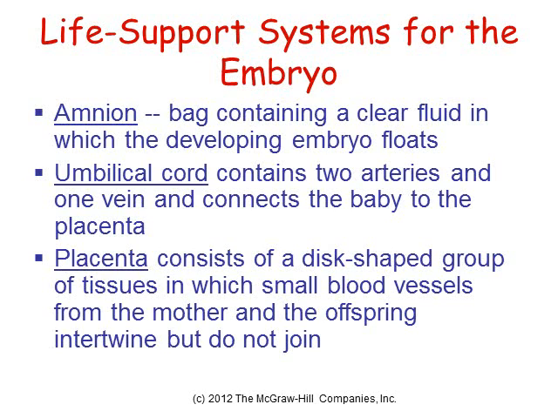So an amnion is something that develops. It's a bag that contains a clear fluid in which the developing embryo floats. The umbilical cord contains 2 arteries and 1 vein and connects the baby to the placenta, and that's usually how the baby gets nourishment. The placenta consists of a disc-shaped group of tissues in which small blood vessels from the mother and the offspring intertwine, but they don't join. And usually after a natural, vaginal birth, that's when the placenta comes out.